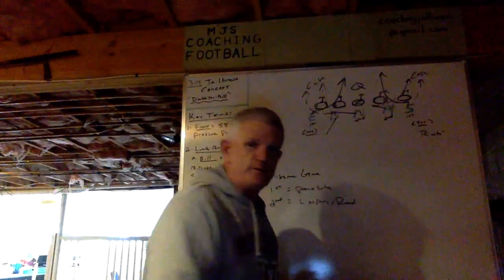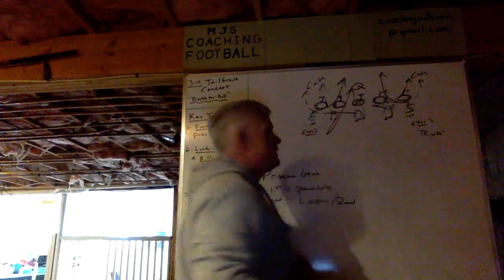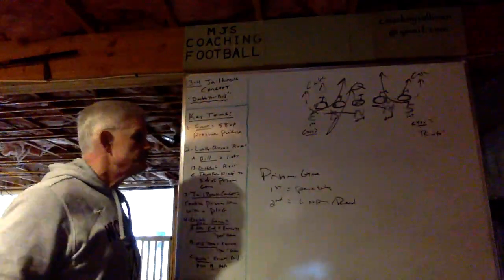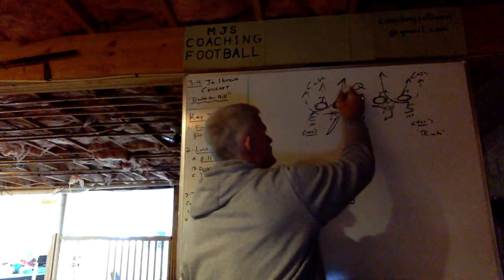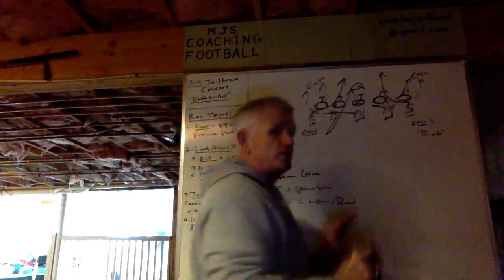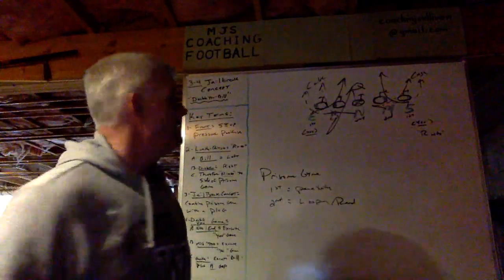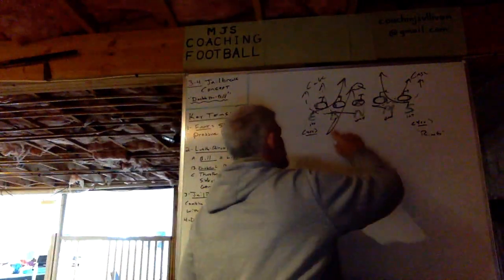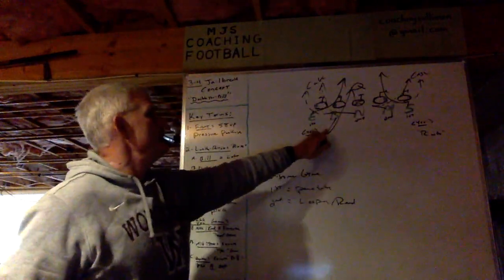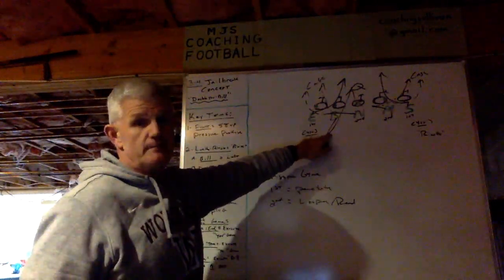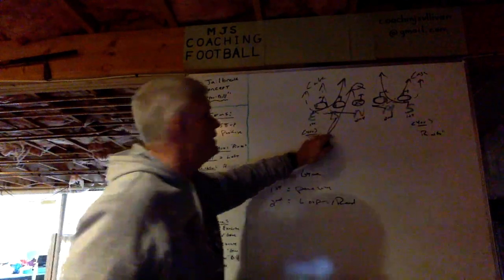Punch out, shuffle, shuffle. Punch out, shuffle, shuffle. Stick it in the ground. Plug the A gap. Punch out, shuffle, shuffle. What we're hoping for is the guard sees the nose cross his face and he gets engaged with the nose, right? Which will make it very difficult for anybody to pick up the blitzing Mike backer here in the A gap.